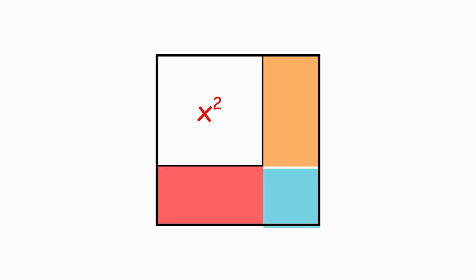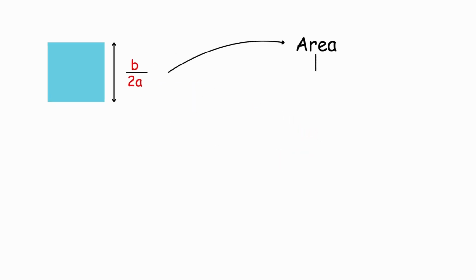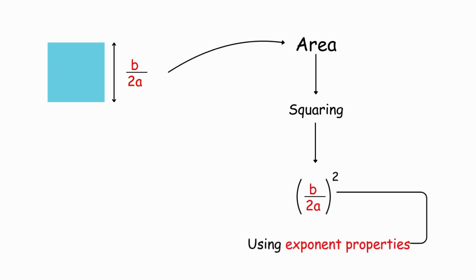So we can fill in the gap with a smaller square to complete the larger square. The smaller square has a side of b over 2a. We can find its area by squaring that number, which gives us b over 2a squared. Using exponent properties, we can distribute the squaring. This gives us b squared over 2 squared a squared, which is just b squared over 4a squared.